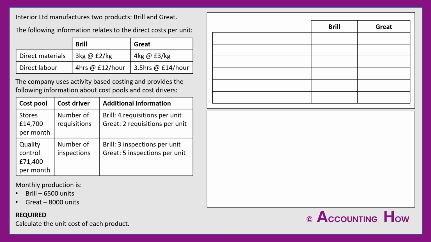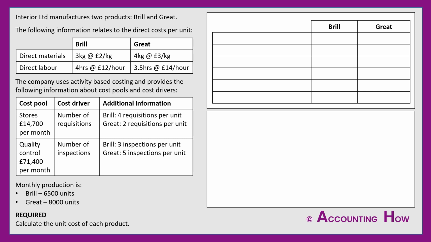So the logic would be that every time a request is made for some stores, perhaps some materials, they're calling that a requisition, and those requisitions are between them causing this cost pool of £14,700. And they've given us the number of requisitions needed per unit for each of the products. So to make 1 unit of Brill, it requires 4 requisitions, and for Great, 2 requisitions.